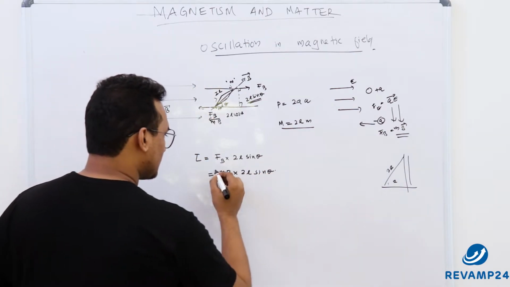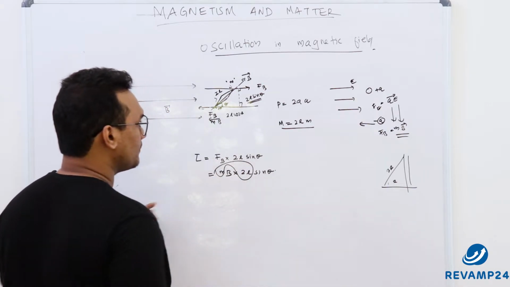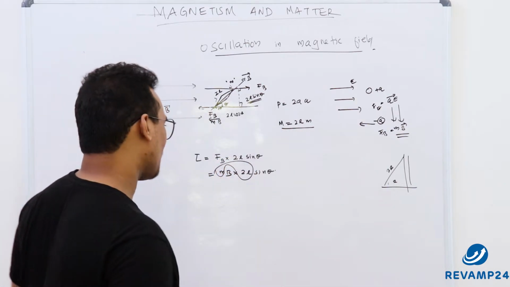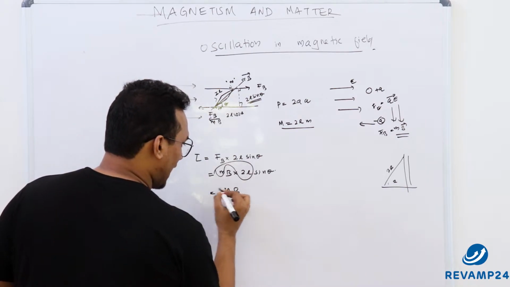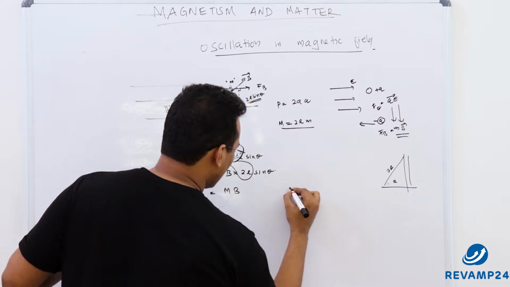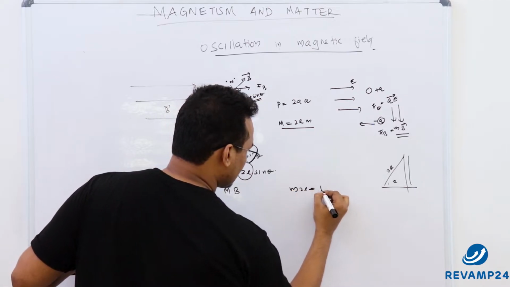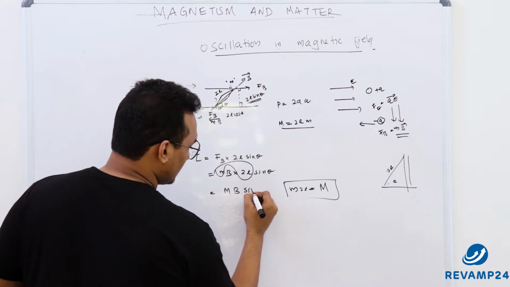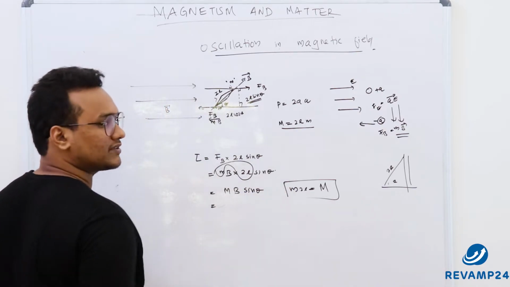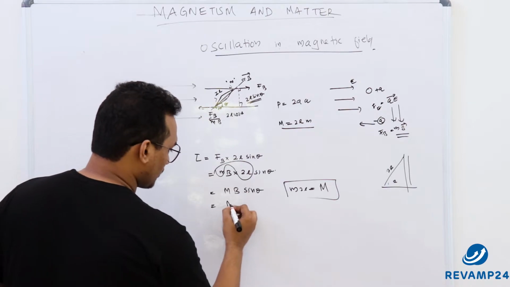Now, what is 2L into m? Dipole moment, magnetic dipole moment. So this will be mB, capital M. Now I am going to substitute m into 2L as capital M. So M into B into sin theta, which can be written as M cross B.